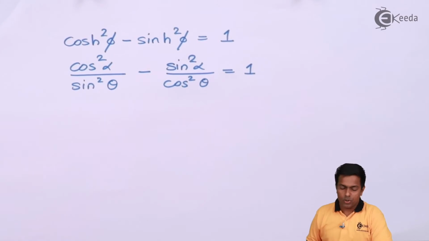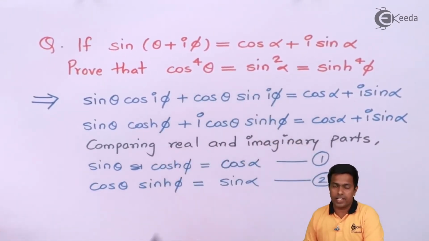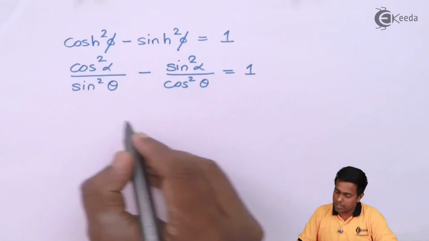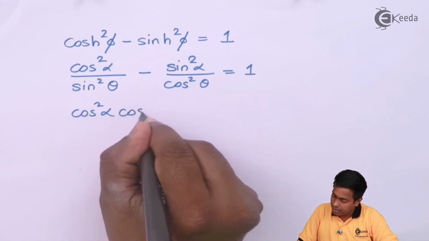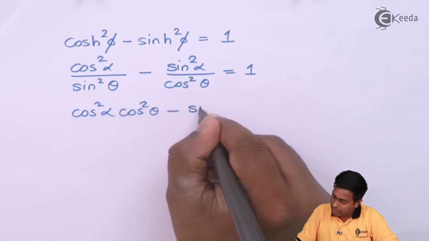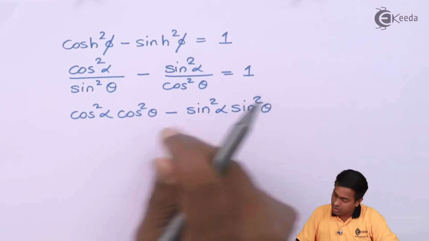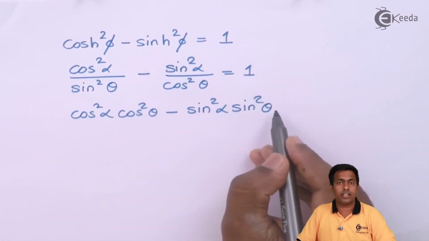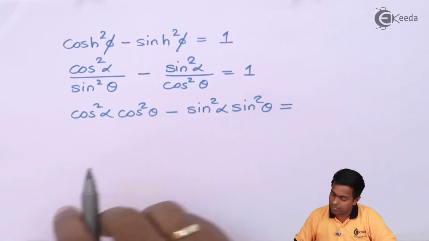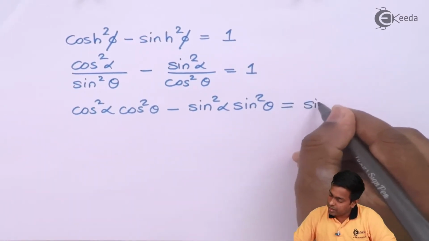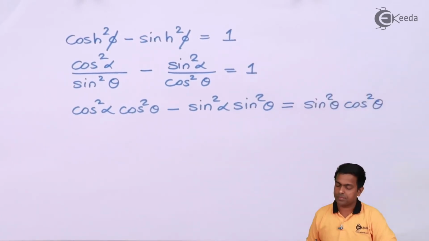Now guys, to get this first result, we'll simplify the given terms. So we'll cross multiply, we'll get cos square alpha into cos square theta minus sine square alpha into sine square theta upon sine square theta into cos square theta, which will go to the right hand side, and that will become sine square theta into cos square theta.